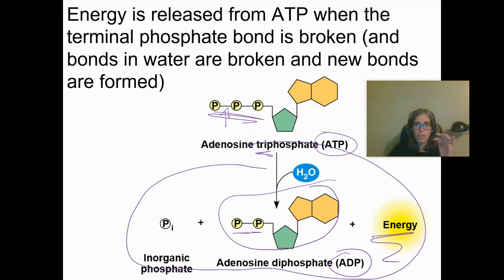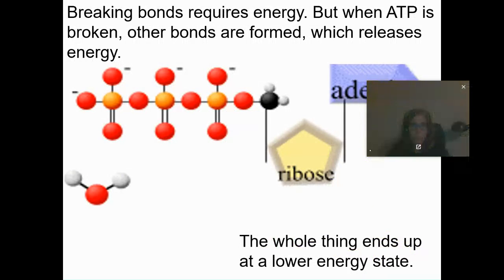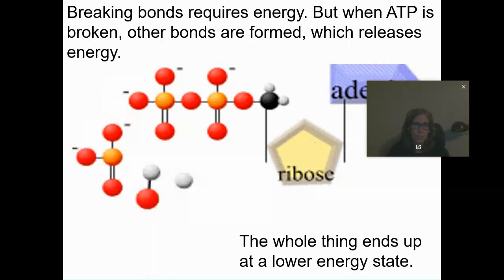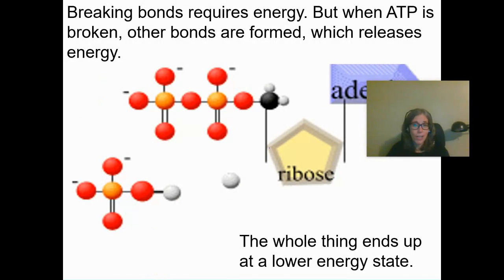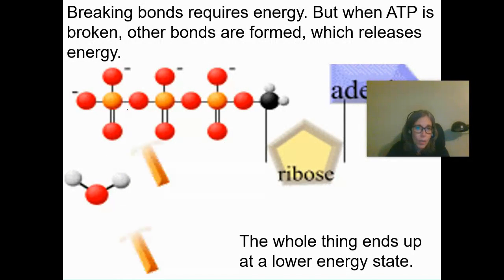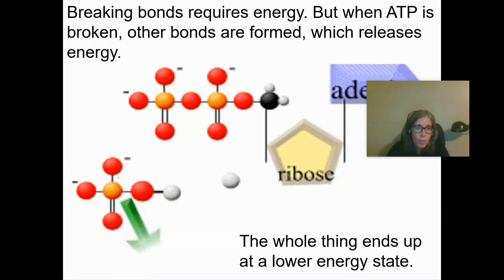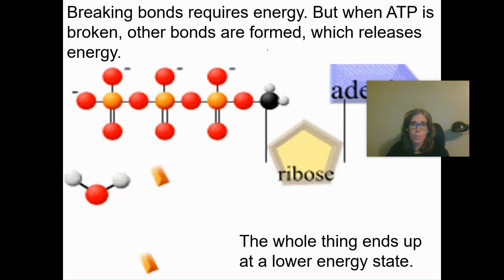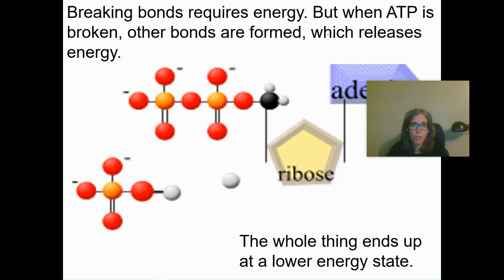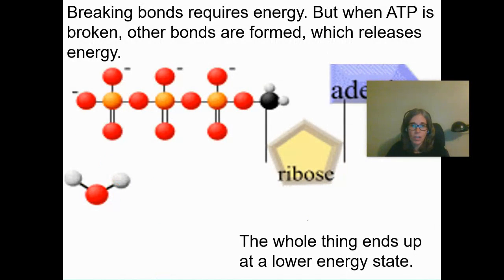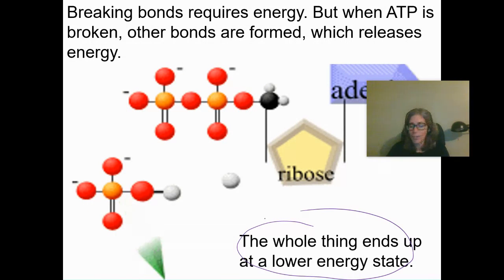So it's the breaking bonds and forming new bonds that is able to release this energy to drive a lot of other processes. So I sort of like this one because it's showing you ATP and water and how you're breaking a bond here and here, but then you're forming new bonds. And so it's the whole thing together. When ATP is broken, other bonds are formed, which releases energy altogether. So ADP, the whole thing ends up at a lower energy state.